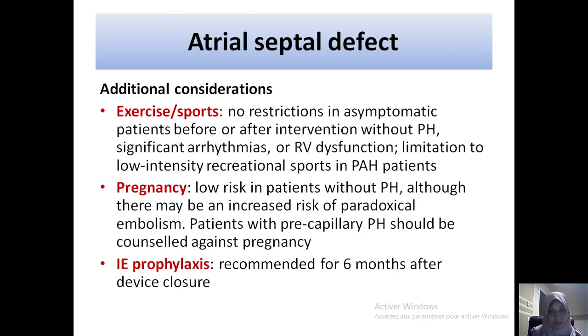In pregnant women, there is a low risk in patients without pulmonary hypertension, although there may be an increased risk of paradoxical embolism. Patients with precapillary pulmonary hypertension should be counseled against pregnancy. And atrial septal defect is not a disease with a high risk of infective endocarditis. However, we recommend infective endocarditis prophylaxis for 6 months after device closure.